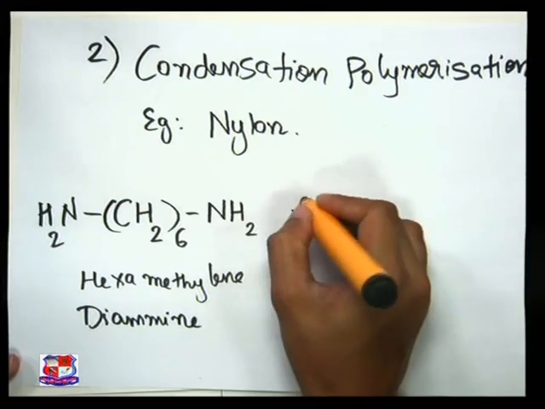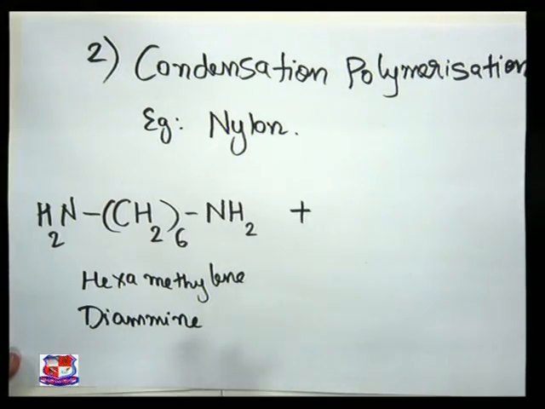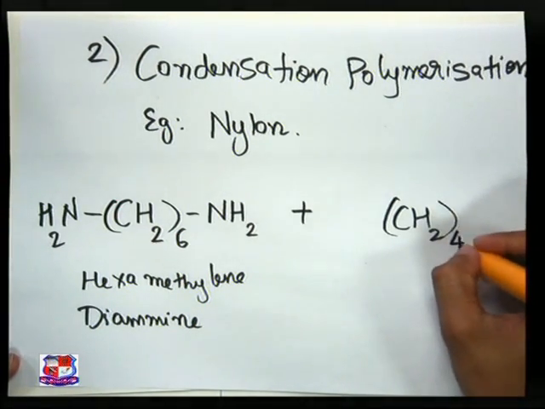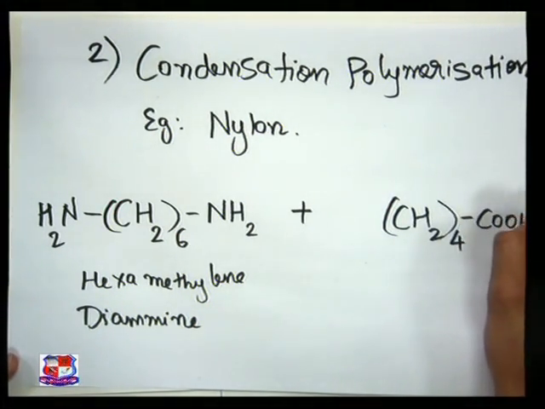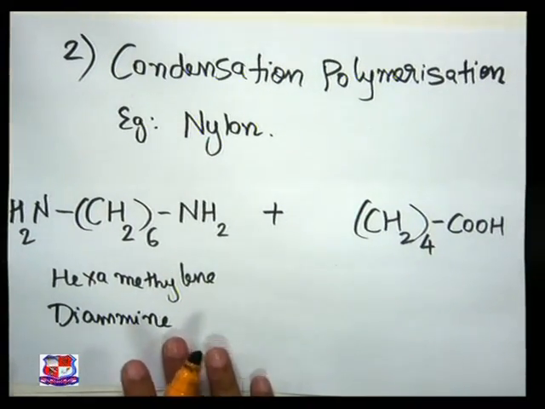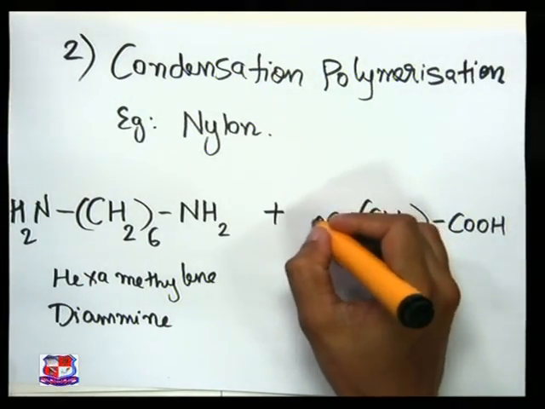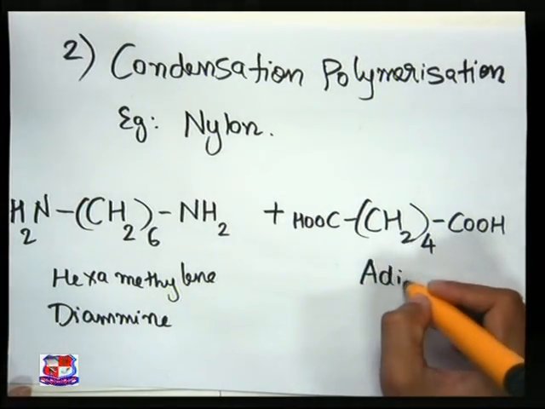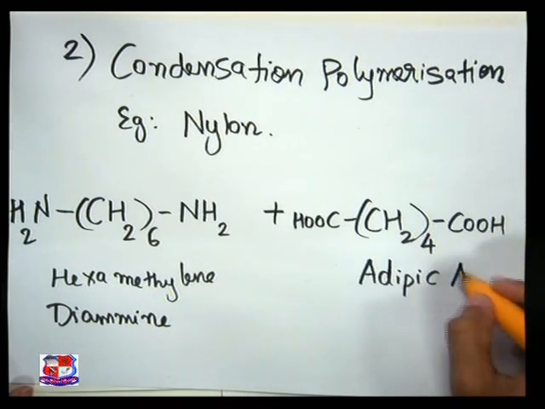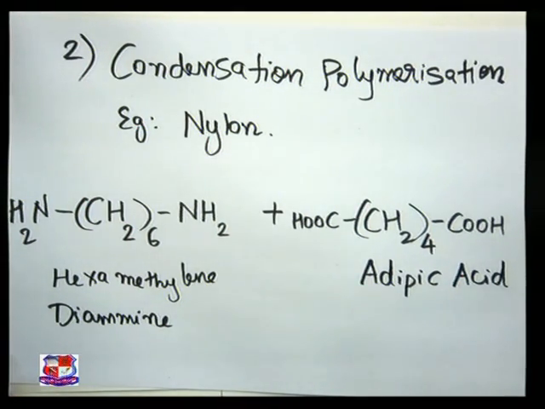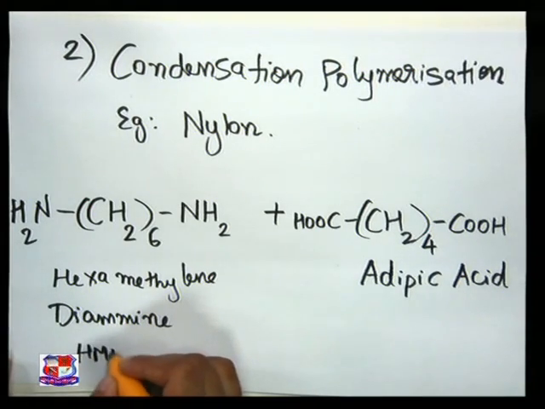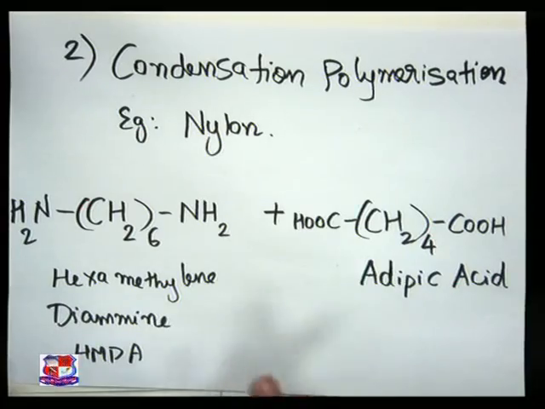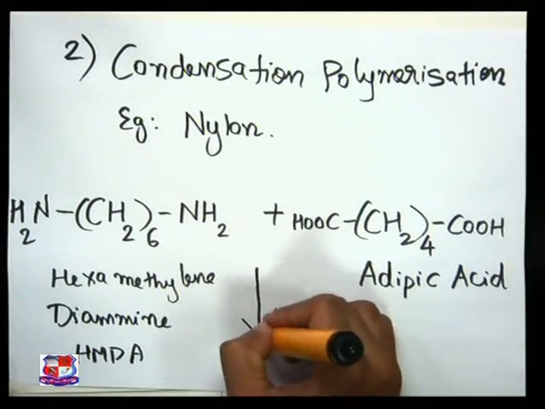The second compound that we are taking is adipic acid. Adipic acid has a structure like this. So you can see the names, adipic acid and hexamethylene diamine, which is known as HMDA. These two are basically the monomers. Now what happens when these monomers react? What is going to happen?